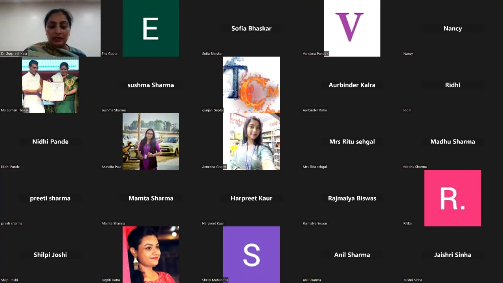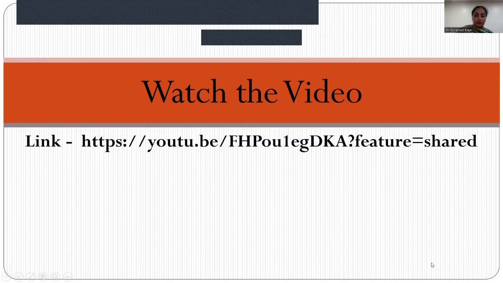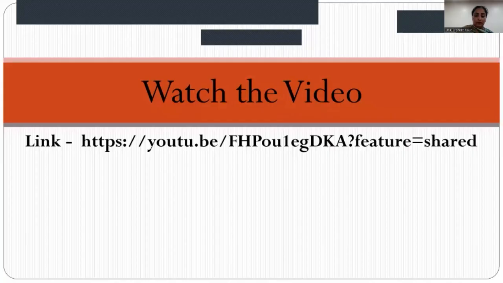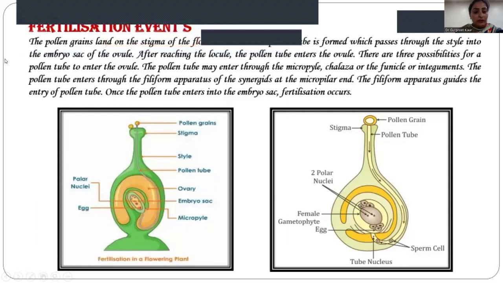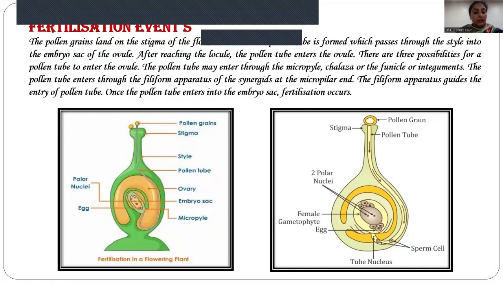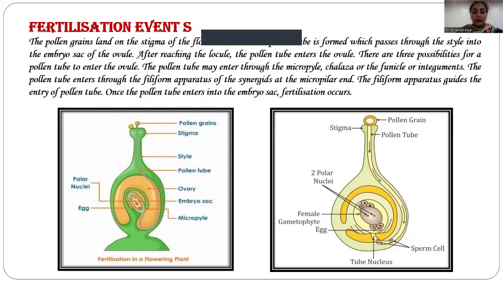So moving further with the slides, we were talking about double fertilization. These are the fertilization events which we had seen in the videos. One of the male gametes fuses with the polar nuclei leading to triple fusion. The other fuses with the egg leading to the formation of the zygote. The zygote forms the embryo that will be diploid, and the polar nuclei on fusing with the male gamete form the endosperm, which will be triploid in nature.